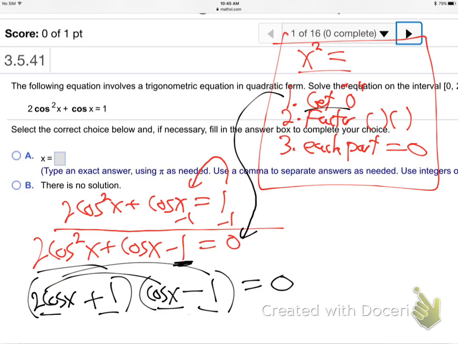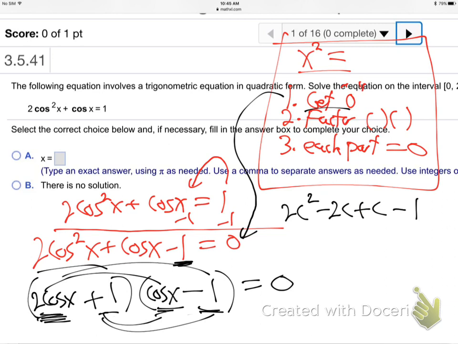What would that be? 2 cosine times cosine. I'm just going to use the C. There'd be 2 cosine squared to save time. 2 cosine times negative 1 would be negative 2 cosine. And then this guy will go to both, right? Remember how FOIL works? First to both, second to both. Right? So now this guy will be plus cosine, right? 1 times cosine, minus 1.